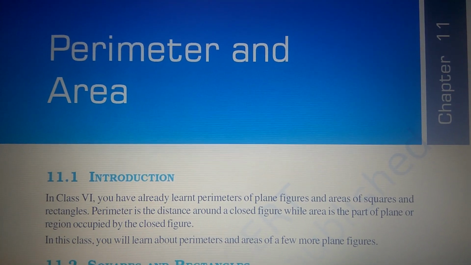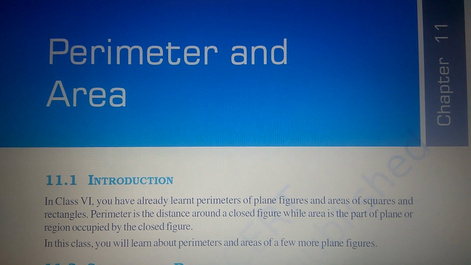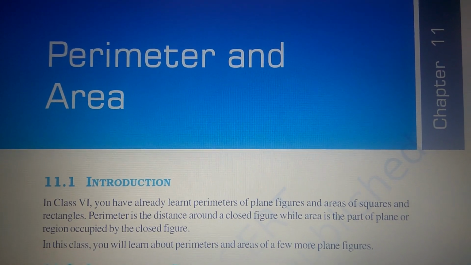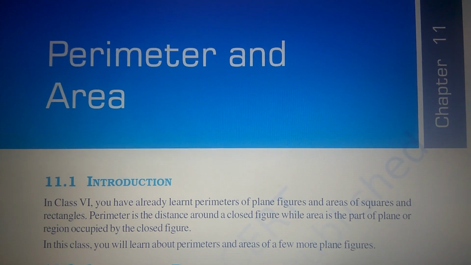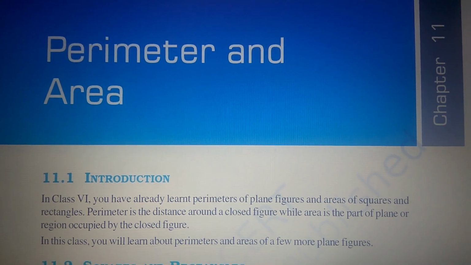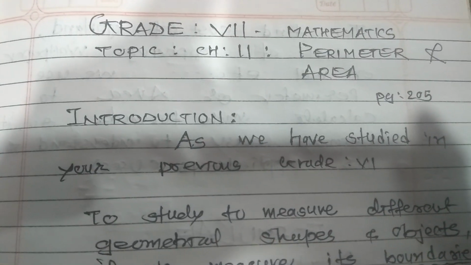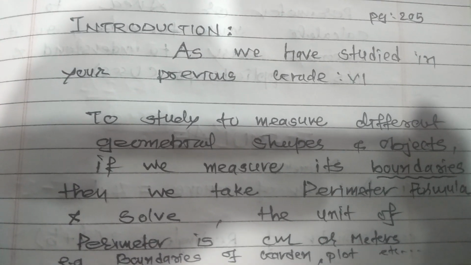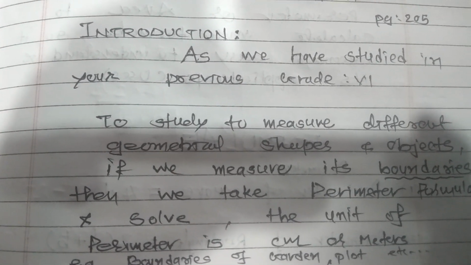Our today's topic, subject maths, topic is perimeter and area, chapter number 11. Okay, so let's study. So students, first of all open page number 205 where we can start with the introduction.